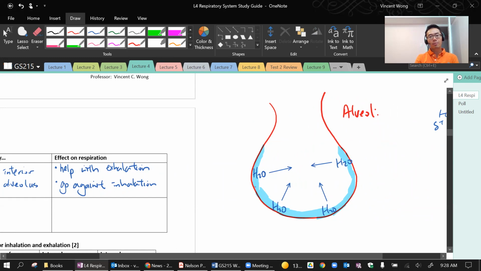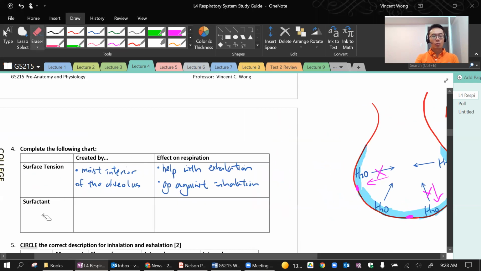You have some cells in the lungs called the septal cells, and the septal cells will secrete surfactant. Surfactant is an oily substance that will break some of this surface tension, and it will create an opposing force that allows you to open up the alveoli. So the surfactant is created by septal cells. It is an oily substance.